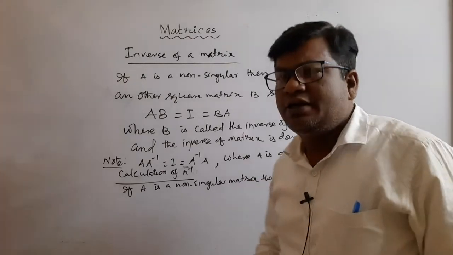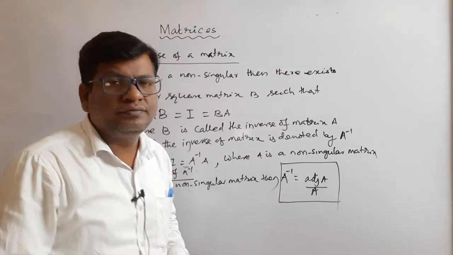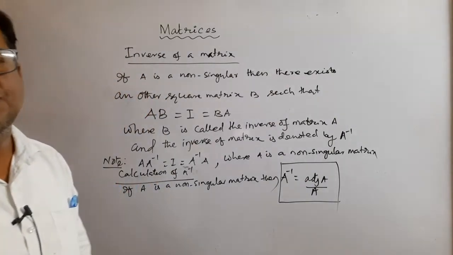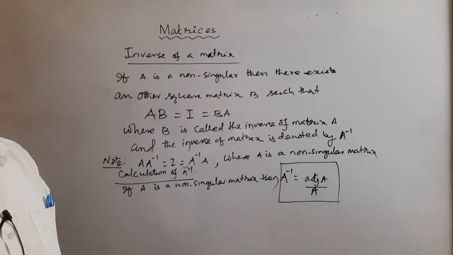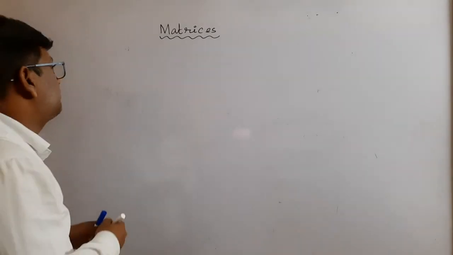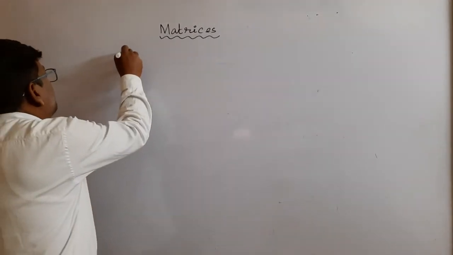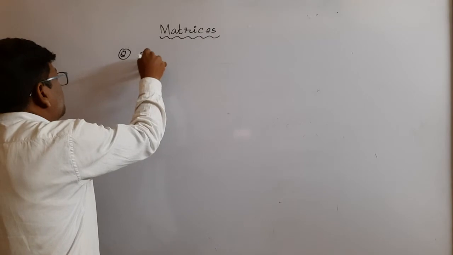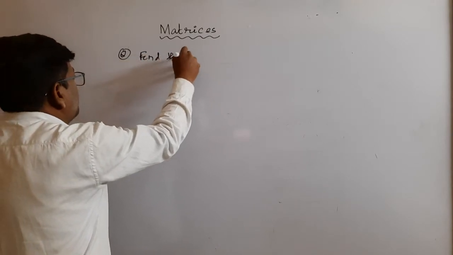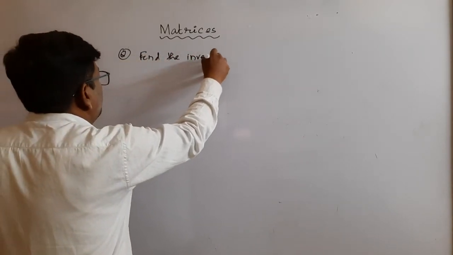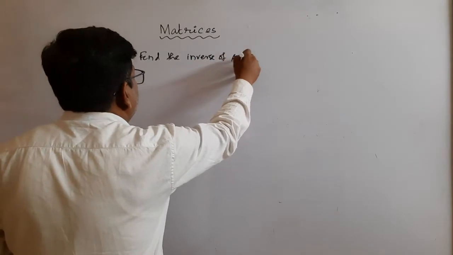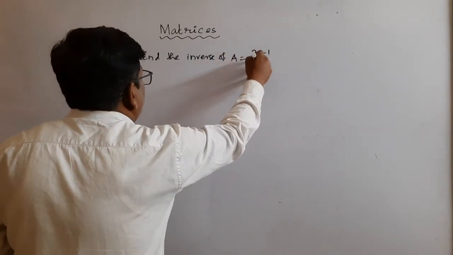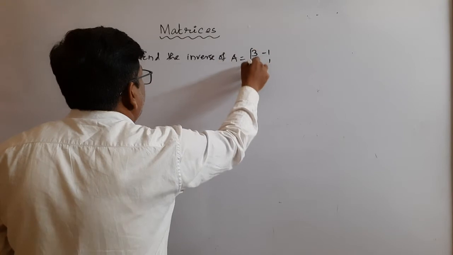Now, a question related to this A inverse. How to find the inverse of the matrix? Question: Find the inverse of A is equal to 3 minus 4 5 1.